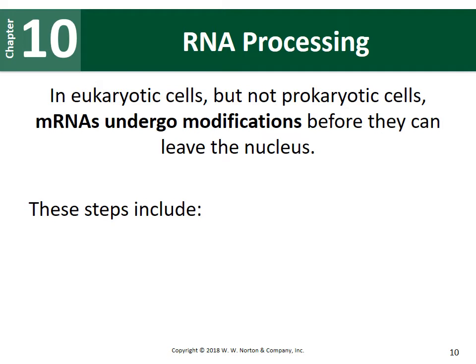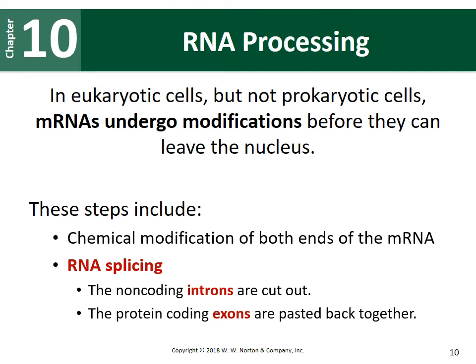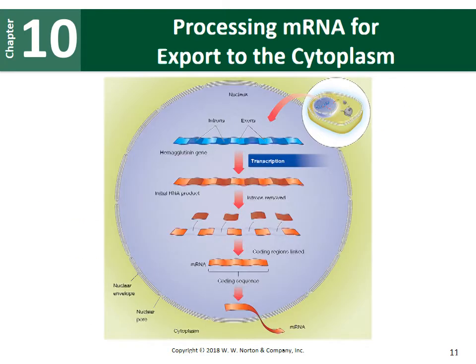There's a couple of things that happen. One is that there are chemical modifications to both ends of that mRNA molecule that was just created. The second thing that happens is RNA splicing. In this RNA molecule, there are non-coding regions called introns. These non-coding introns are cut out. The protein has coding regions called exons. These exons are kept and they are pasted back together. So I will show you what this RNA splicing looks like.